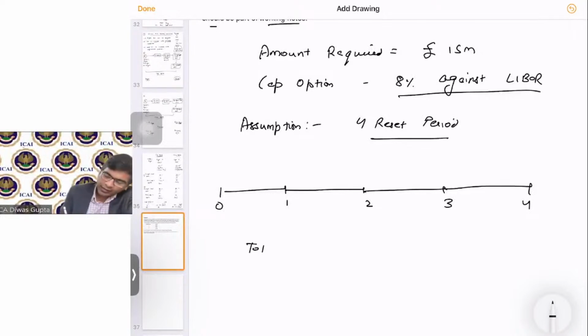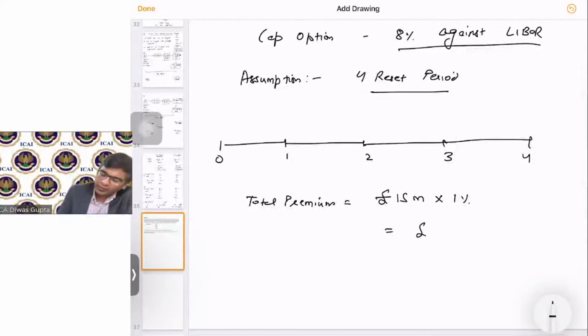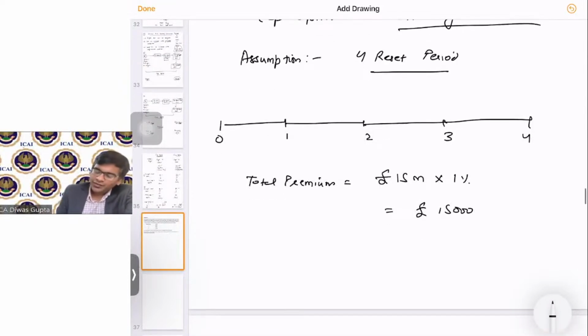First of all, let's calculate the total premium. For 4 reset periods, the premium is 15 million multiplied by 1%, correct? Notional amount multiplied by 1%, that is around 15,000 pounds. Now, this 15,000 pounds, sorry, it's 1,50,000. So this 1,50,000 is the amount as on the 0th period.